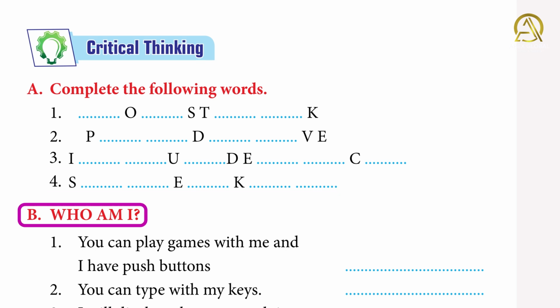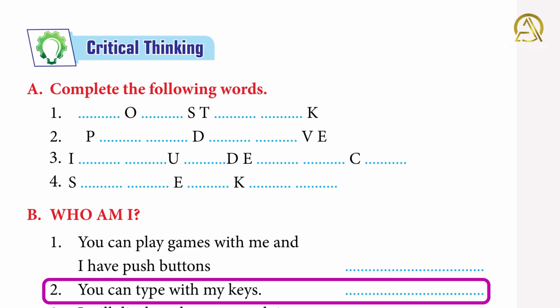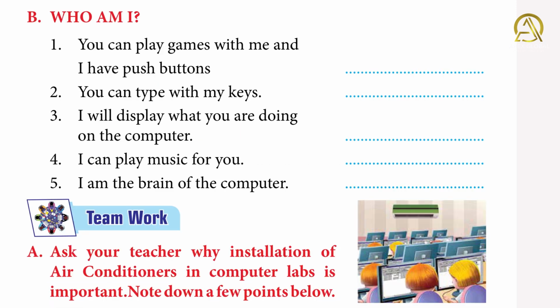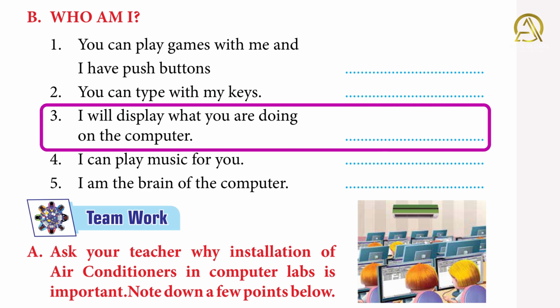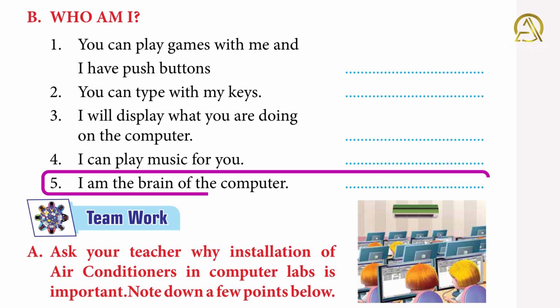B. Who am I? 1. You can play games with me and I have push buttons. Answer: joystick. 2. You can type with my keys. Answer: keyboard. 3. I will display what you are doing on the computer. Answer: monitor. 4. I can play music for you. Answer: speaker. 5. I am the brain of the computer. Answer: CPU.